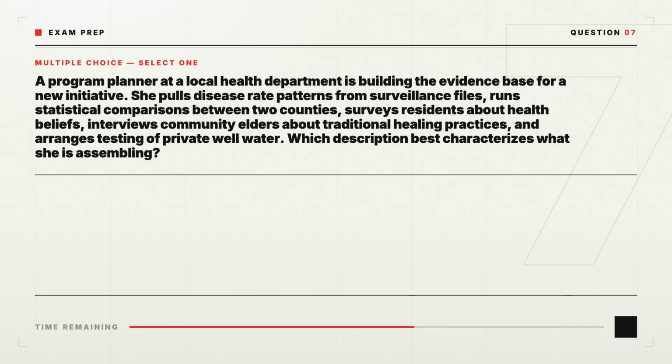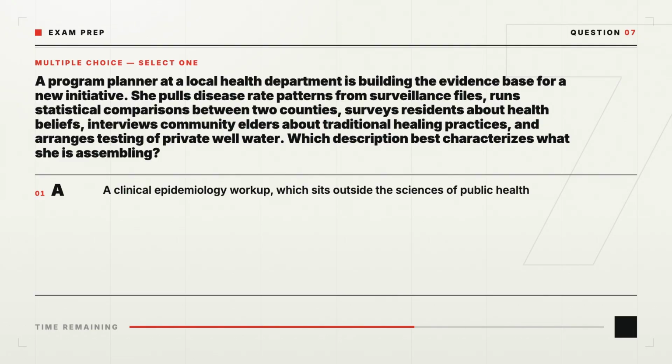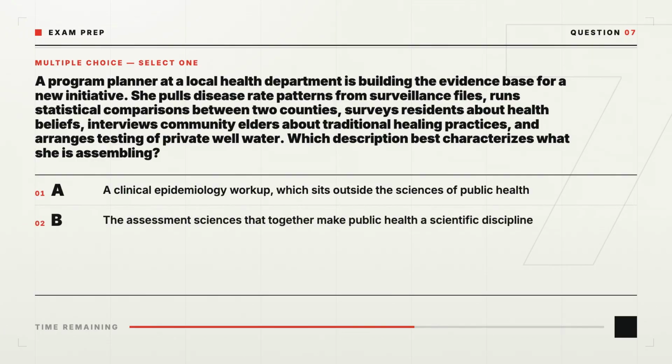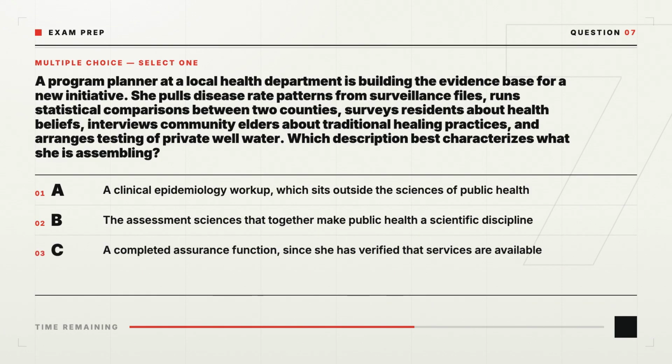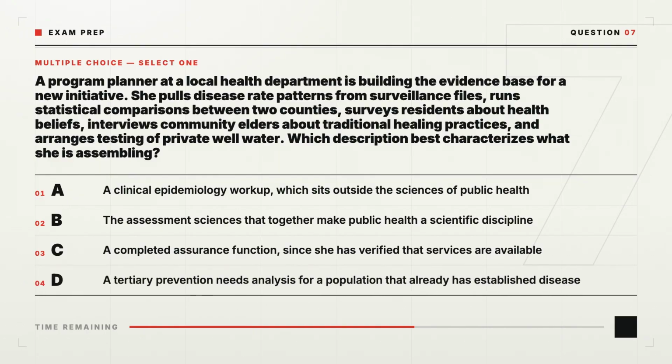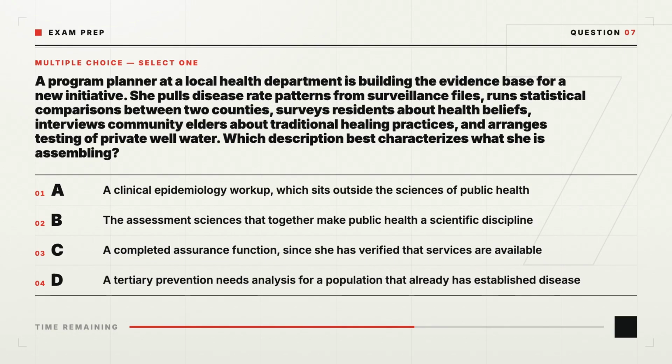Your options are A, a clinical epidemiology workup which sits outside the sciences of public health. B, the assessment sciences that together make public health a scientific discipline. C, a completed assurance function, since she has verified that services are available. D, a tertiary prevention needs analysis for a population that already has established disease. Don't overthink it. Which one feels right?